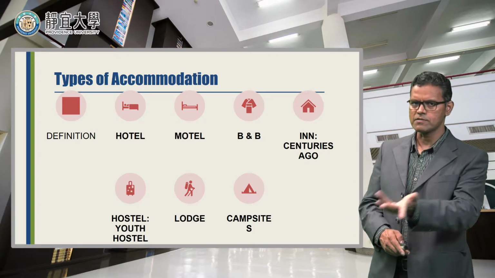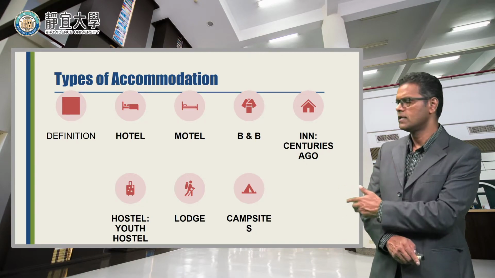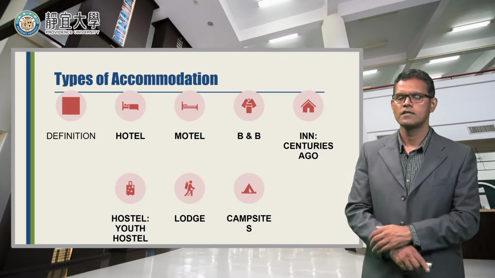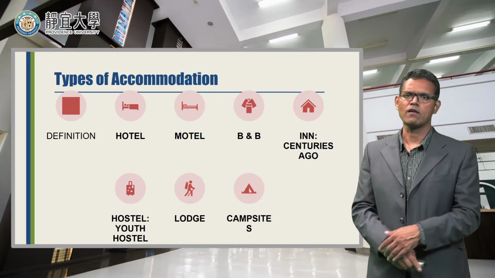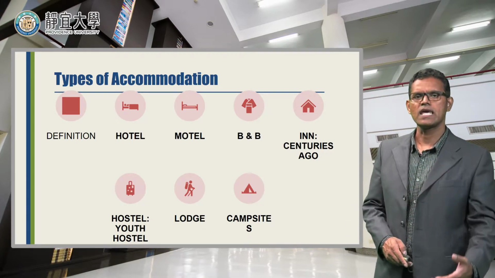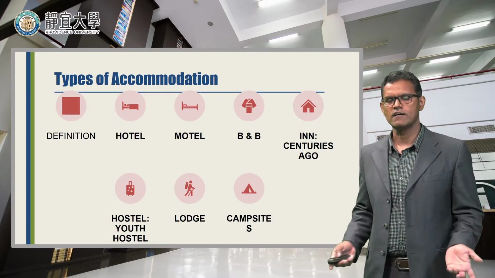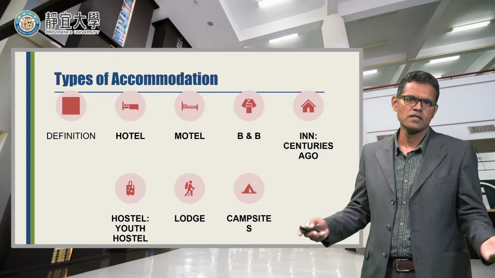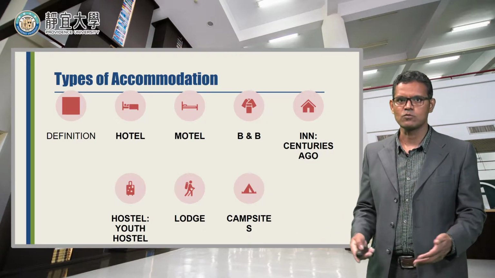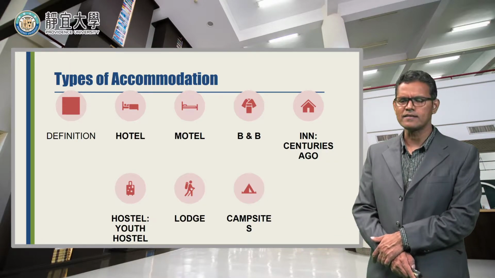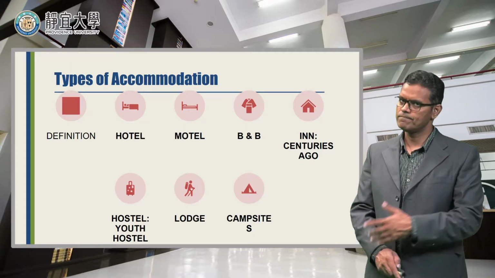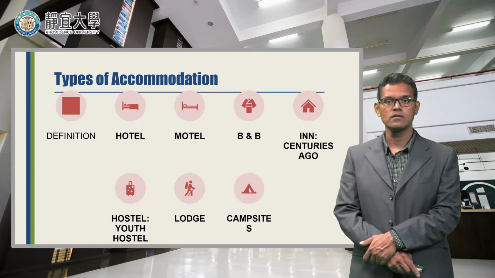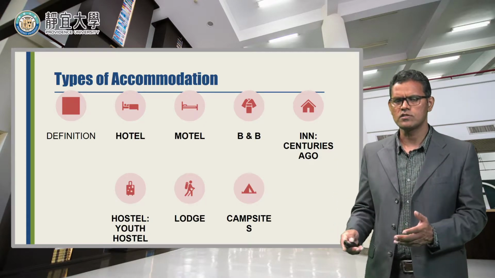But anyway, these are the types of accommodation: hotel, motel, B&B. We talked about B&B, right? Yeah, bed and breakfast. And then inn, that was like a long time back. People used to stay in inns. They had all the facilities, so it used to be called an inn. Even some hotels' names could be like Jack Inn or Marco Inn. All right. So that's about inns.